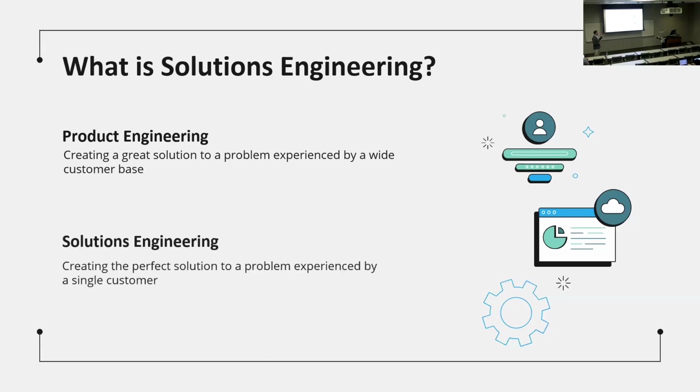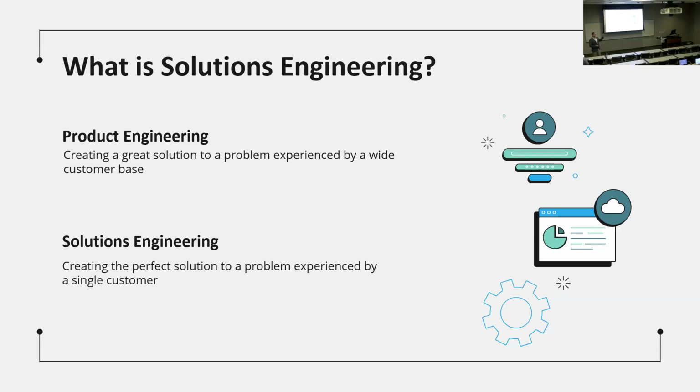Now, contrast that to solutions engineering, which is making a specific product using the product from the engineers. And this is a solution for a specific problem for a specific customer. So, for example, you can think of GPT-5, right? Pretty new. Everyone's probably familiar with ChatGPT at this point.